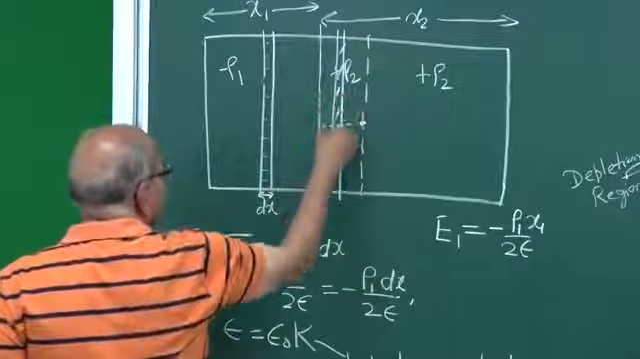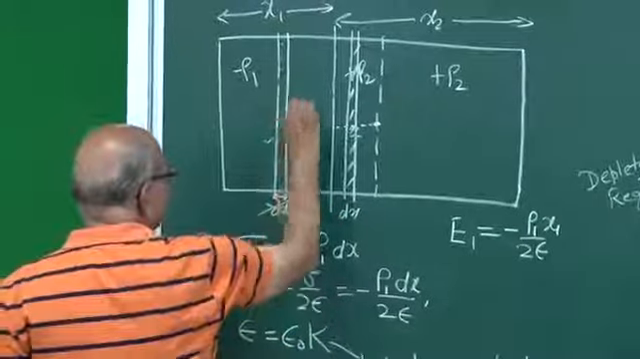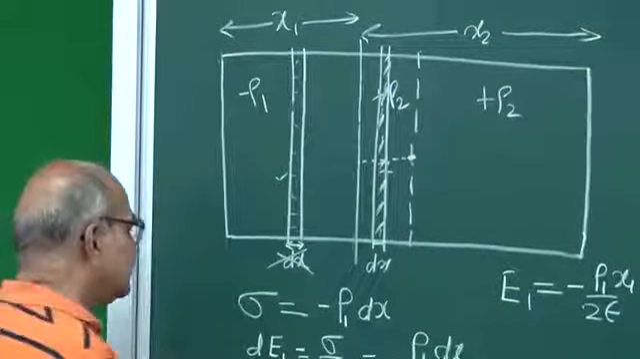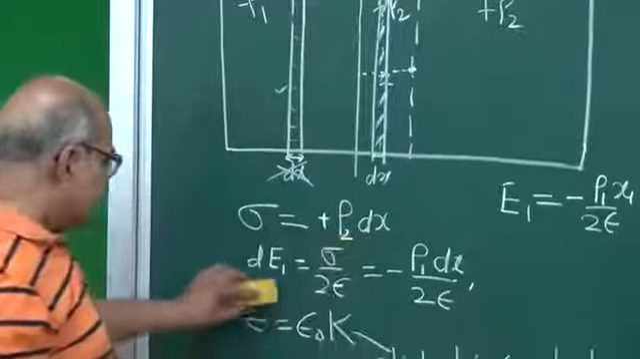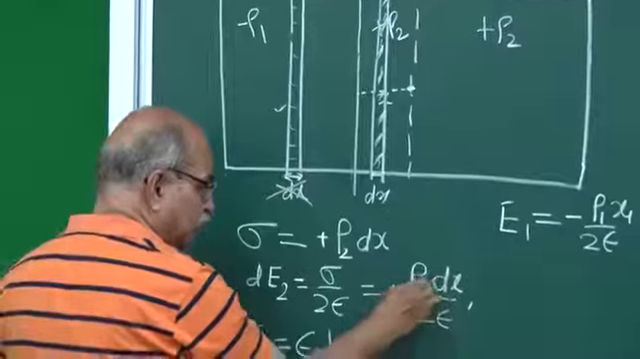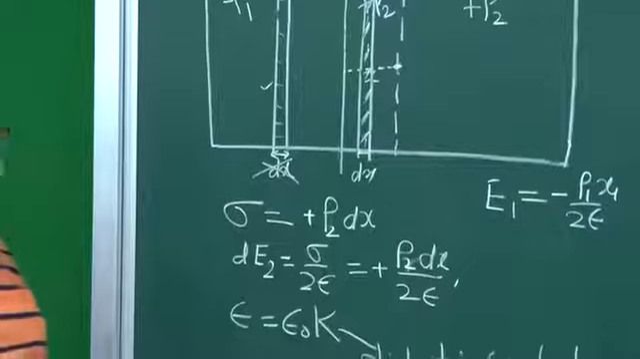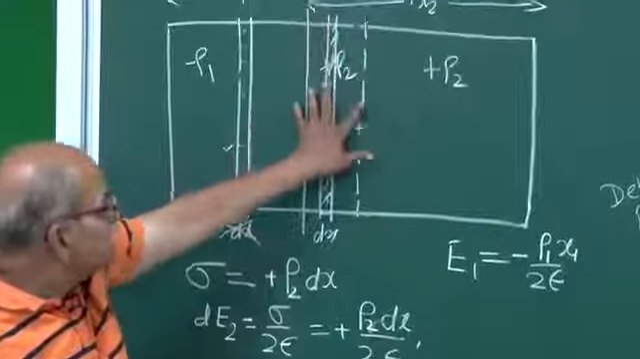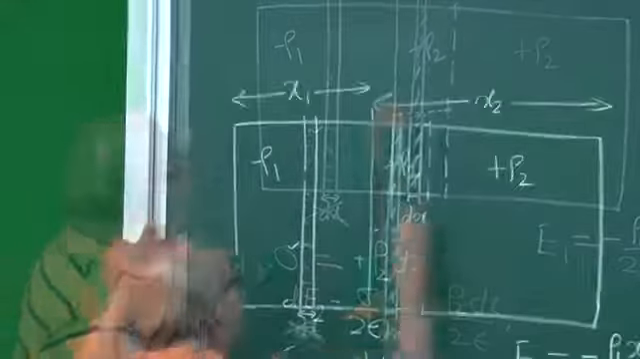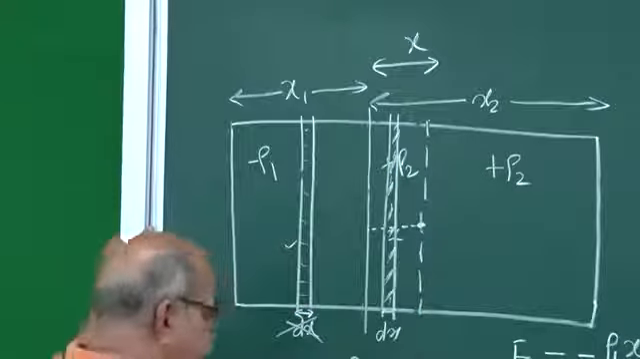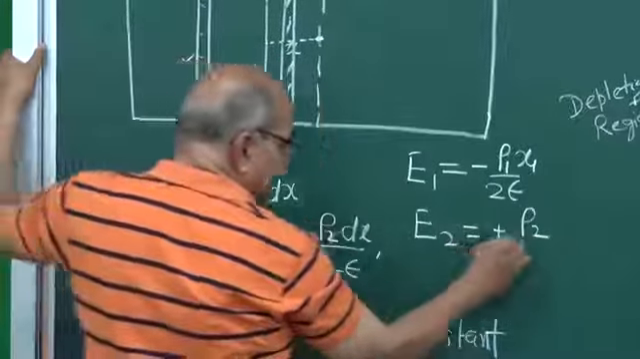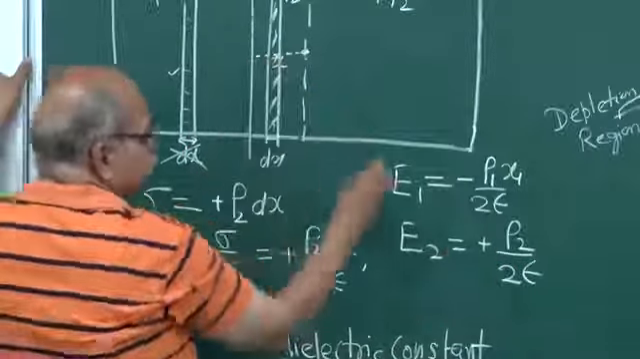Now this is the width dx I am taking, and this part is over. Once again you can treat this as a surface charge layer of surface charge density plus rho 2 dx, and dE2 will be, again, sigma over 2 epsilon, so plus rho 2 dx over 2 epsilon. So what is the electric field due to this part, which is positive charge plus rho 2 to the left of the point chosen? This whole length is just x. So E2 is equal to plus rho 2 divided by 2 epsilon, and then dx is integrated, which is just x.